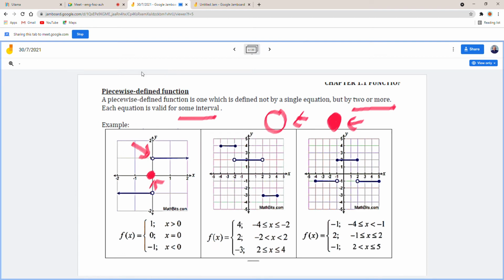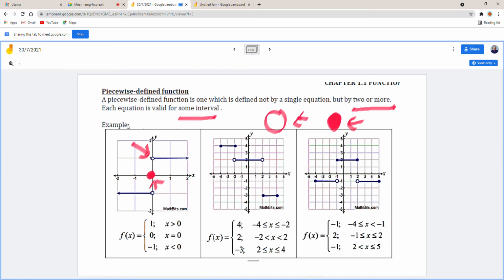Okay, sorry, sir. Piecewise-defined function means it's a combination of a lot of graphs. That means this one's one graph, this one's another graph, and this one's another graph. You combine them, this whole graph, into a function. You combine these graphs in one function. That's what is meant by piecewise-defined function.